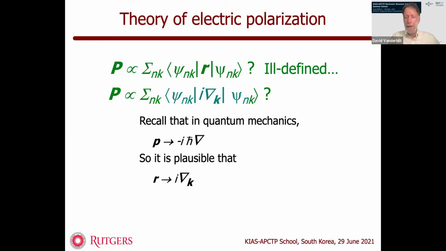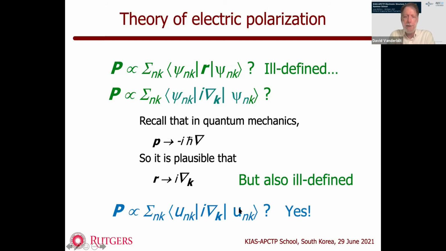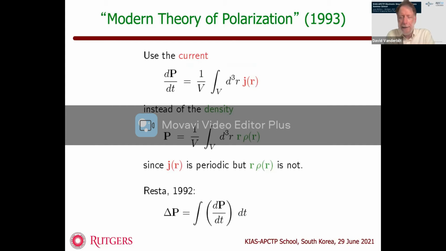The way to get around that problem is to use the self-periodic wave functions. I can take a derivative with respect to wave vector of the self-periodic wave function. These, for all k, have the same periodic boundary conditions, so that derivative is well-defined. And if I make that heuristic substitution and write down a formula for the polarization, lo and behold, I get the modern theory of polarization formula that I'll come to in just a moment.